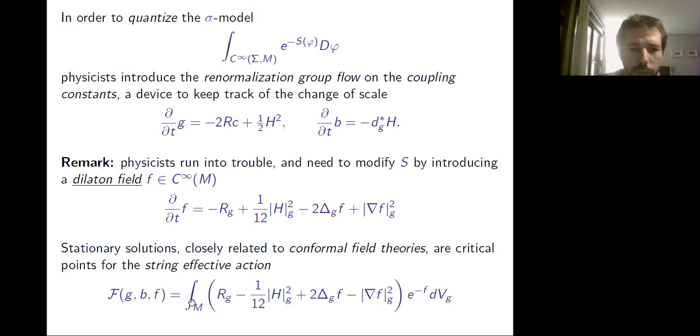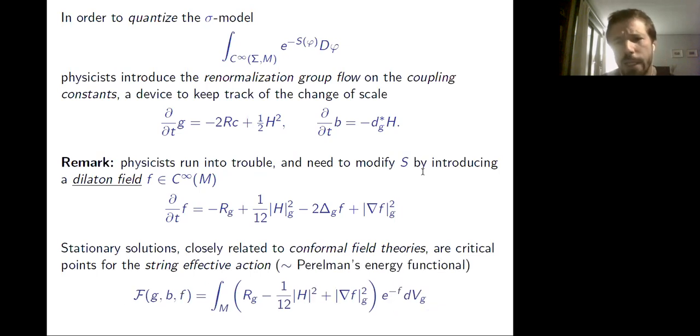Okay, so what is this functional? Well, you may recognize that what I have here in the integrand is precisely the evolution equation for this dilaton field, up to a minus sign. And then we have this volume form weighted by the Riemannian volume form and the dilaton field. e to the minus f dV_g is the right volume to consider. And quite surprisingly, for me at least, when you integrate by parts, what you get is precisely Perelman's energy functional for Ricci flow that he used to keep track of the formation of singularities in his work on Ricci flow about three-manifolds. Okay, so these are the physical ingredients which lead to the definition of the flow.